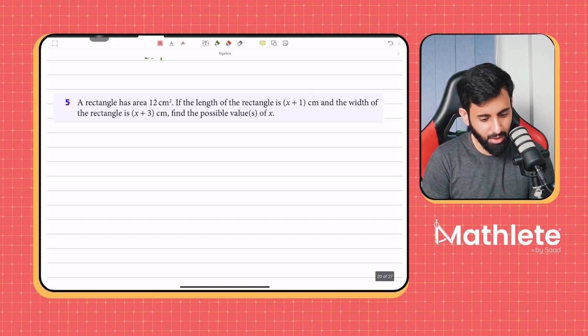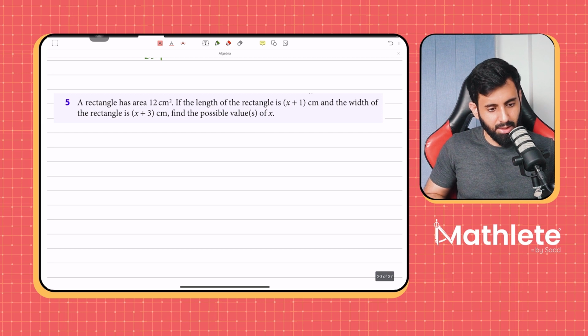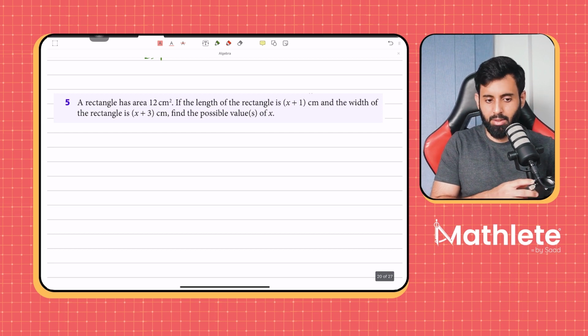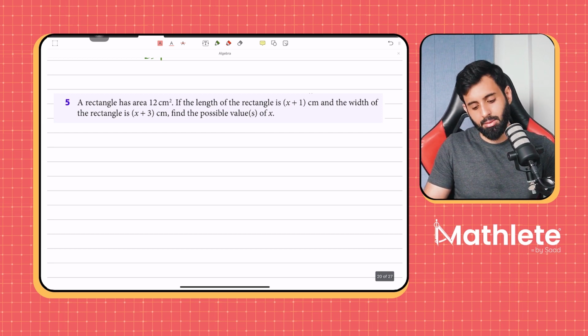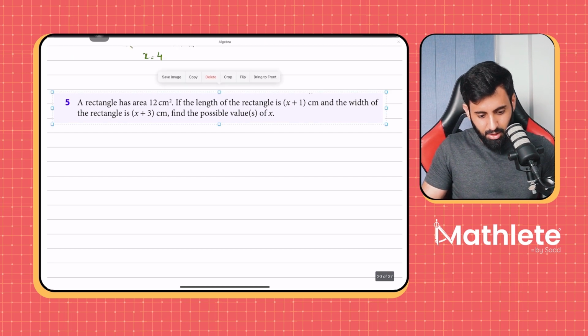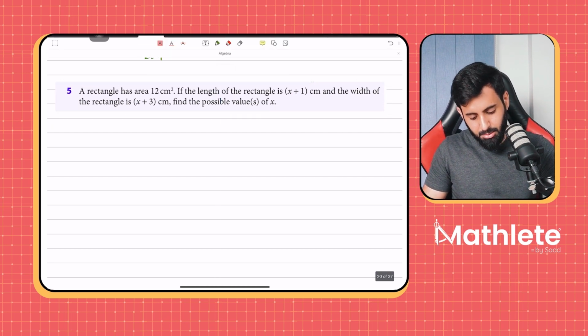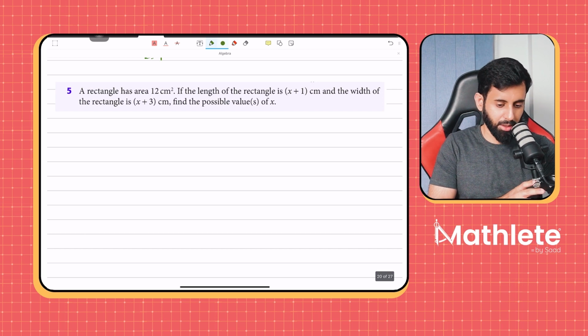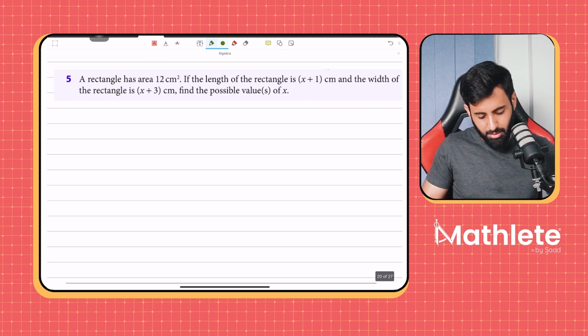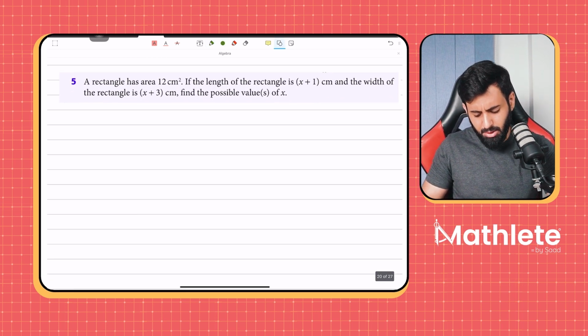How do I know that this will remain a quadratic equation? There's something in the question that's telling me that this is going to be for sure a quadratic. Possible values of x. That is correct. So possible values, you get multiple values when you solve a quadratic equation. When you solve a linear equation, you only get one value. So it's a fairly simple question.